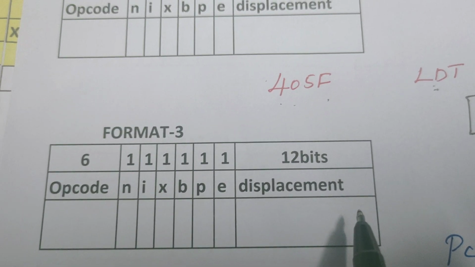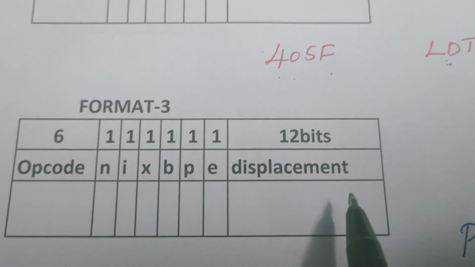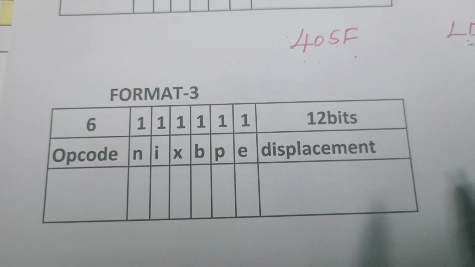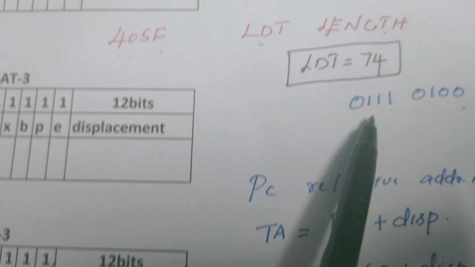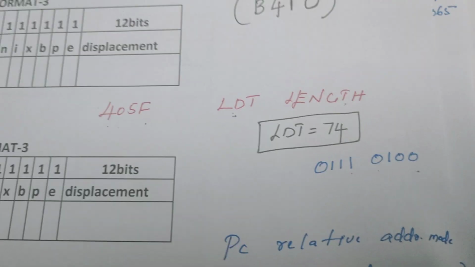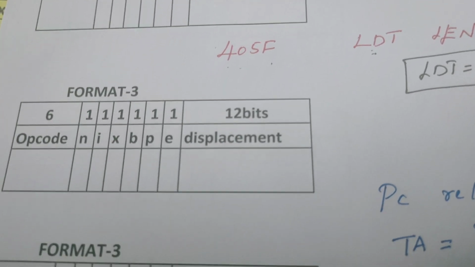Already we have discussed the instruction formats of SIC/XE in my previous video. You can refer to that video also. Okay, how do we write the opcode? In fact, the opcode length is 8 bits, but here only 6 bits are given in the opcode section. So how do I write this opcode?